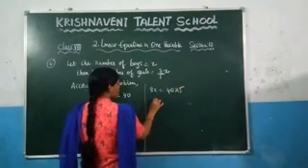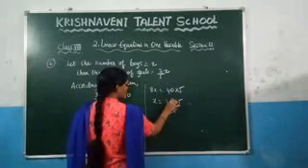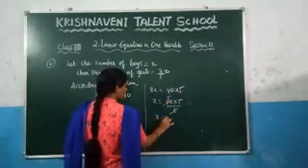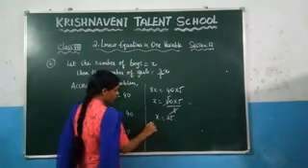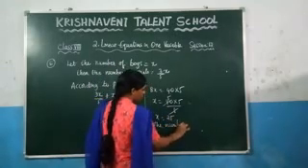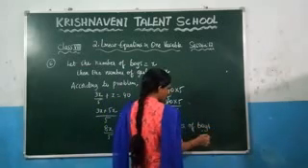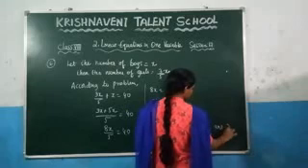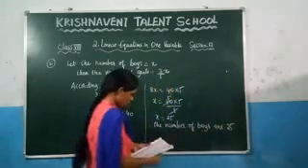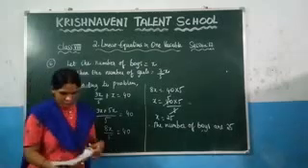And what is the value of x? 40 into 5 by 8. Here the 8 and 8 5s will get cancelled. You will get x is equal to 25. Therefore, the number of boys are 25. This is the problem. Now see the 7th question here.